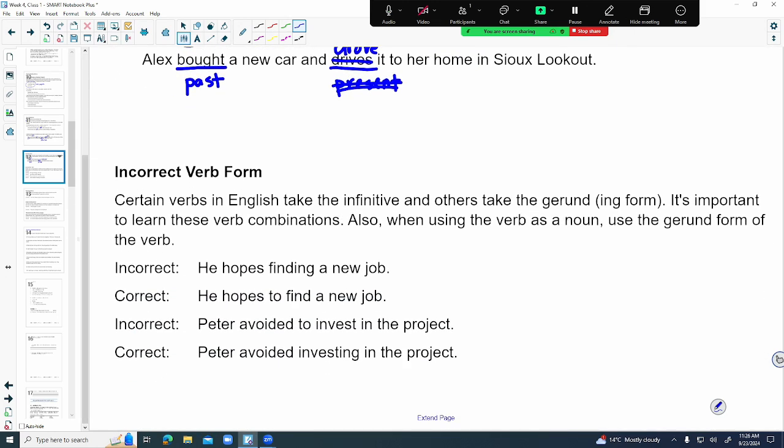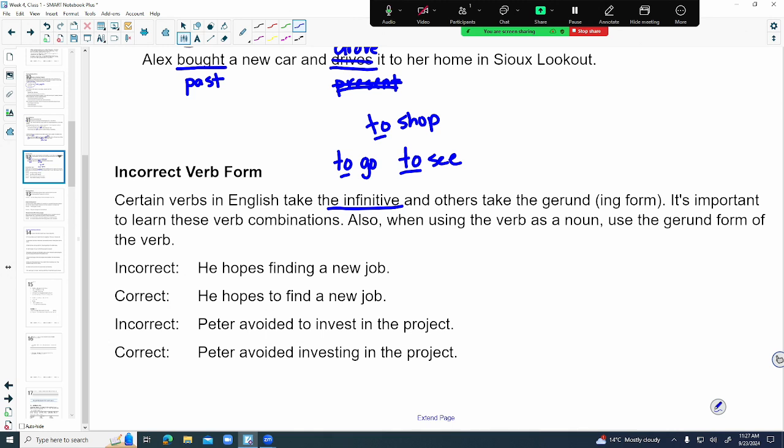Okay, incorrect verb form. Certain verbs in English take the infinitive. So the infinitive, remember, is to go, to see, to shop. It's the verb with the word to in front of it. That's called the infinitive. Certain verbs in English take the infinitive and others take the gerund, which is the ing form. So it's the verb seeing, shopping, going with ing. It's important to learn these verb combinations. Also, when using the verb as a noun, use the gerund form of the verb.